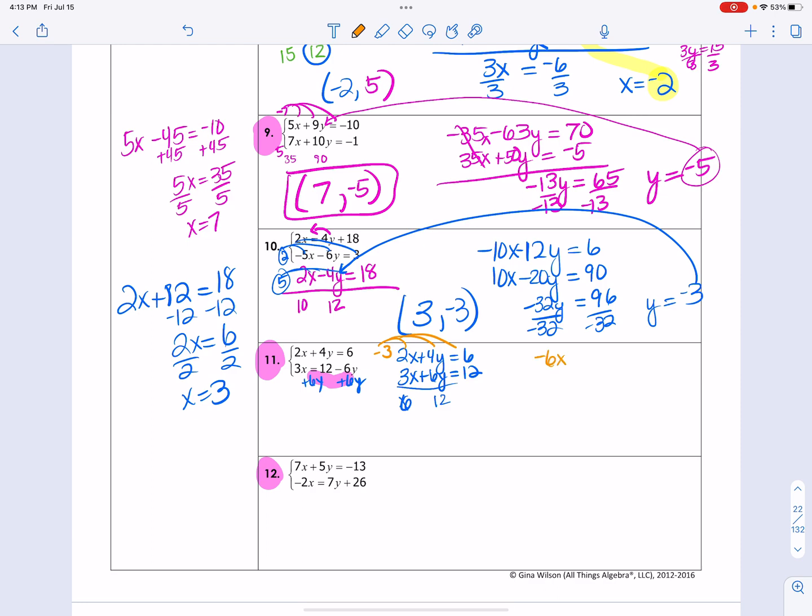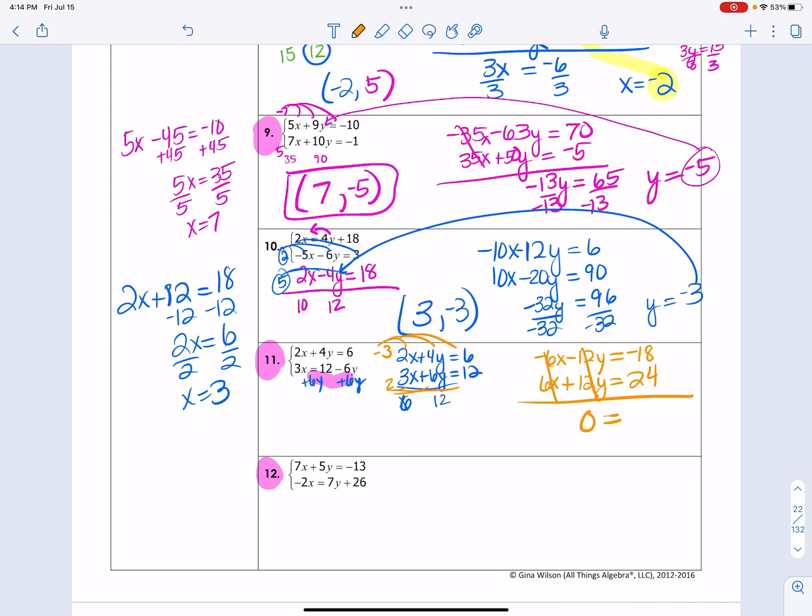So -6x minus 12y equals a -18. And this one I'm going to times by a -2. And I get a -6x minus 12. Oh no, I want to times it by a +2, right? I want the signs to be different. So +2. So plus 12y equals 24, right? Okay, so these cancel, so I'm left with 0.